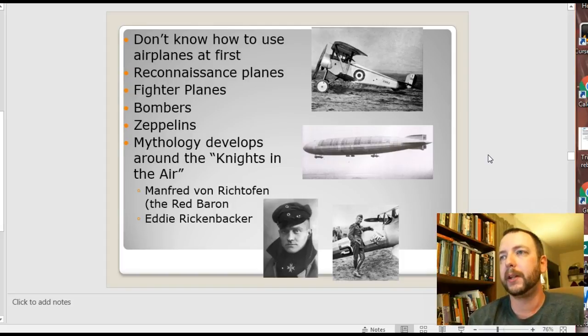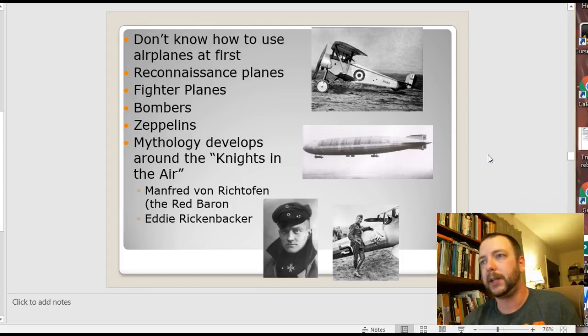So we get this sort of mythology that develops around the Knights of the Air, because you're not fighting on horseback all that often anymore, even though cavalry warfare does exist during World War I. So we get these knights of the air, sort of this mythology that develops around them.